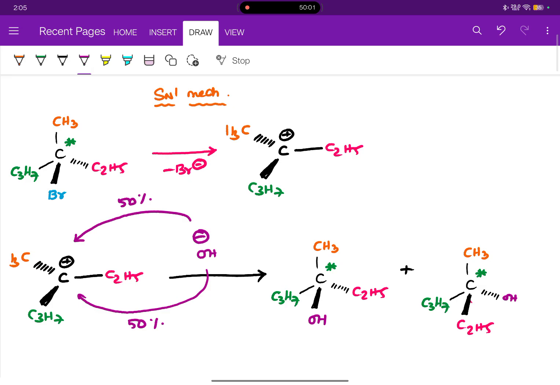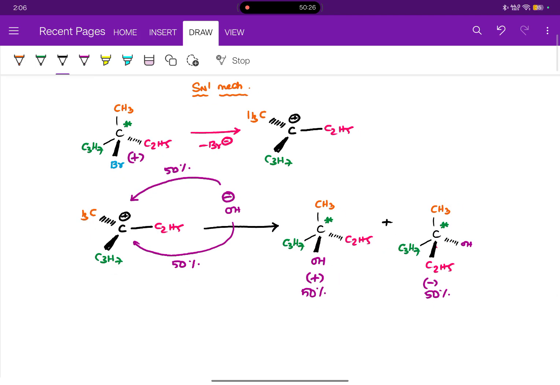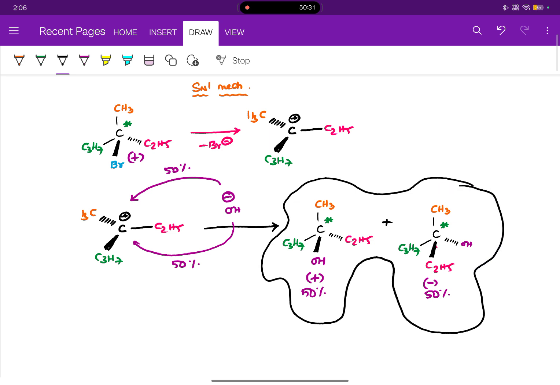So what is the meaning? If I say this is going to be a plus isomer, with respect to Br, this one can also be a plus isomer, since OH has come in place of Br. But OH is in the opposite direction, so here it is minus. How much minus and how much plus is possible? 50% each. Will this be together or separately present? Together, since everything is done in the same solution.